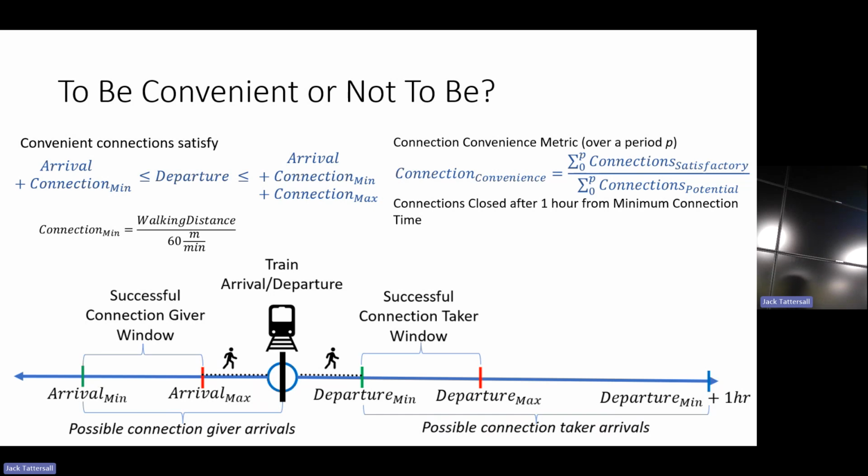And so we consider potential connections, and this avoids counting services that aren't running at all times of day, like peak period only buses. So you consider as potential possible connection arrivals this gap here, from the earliest possible acceptable arrival to the time the train departed. In this case, you couldn't make the train without having a bit of a sprint. No one wants to run the 200-meter dash on their way to work. And on the other side, you could hang out at the station longer for a connecting bus, but no one really wants to hang out for an hour.